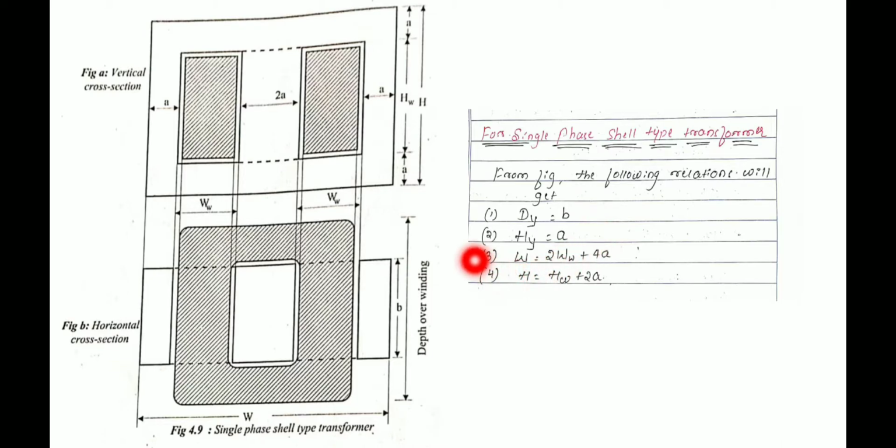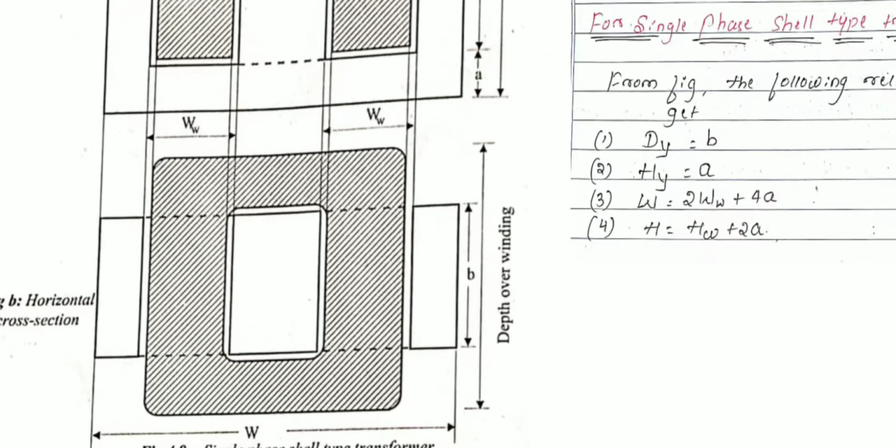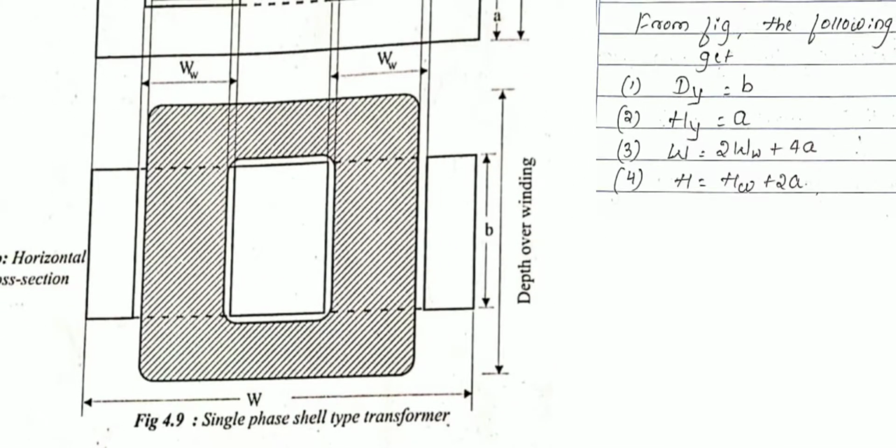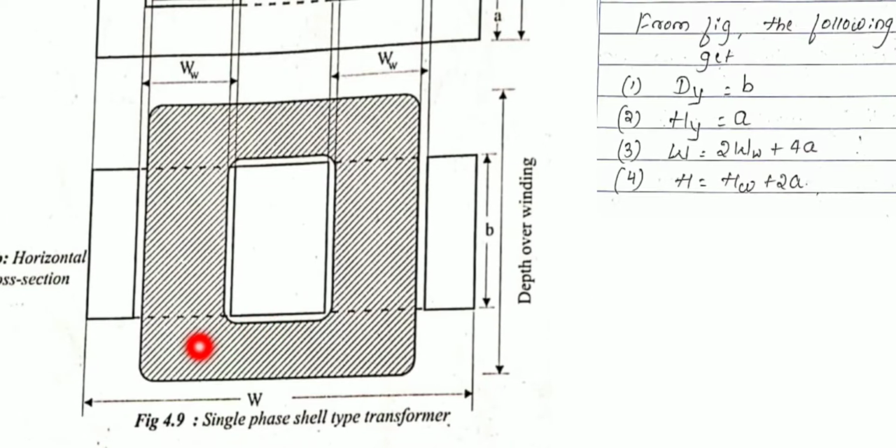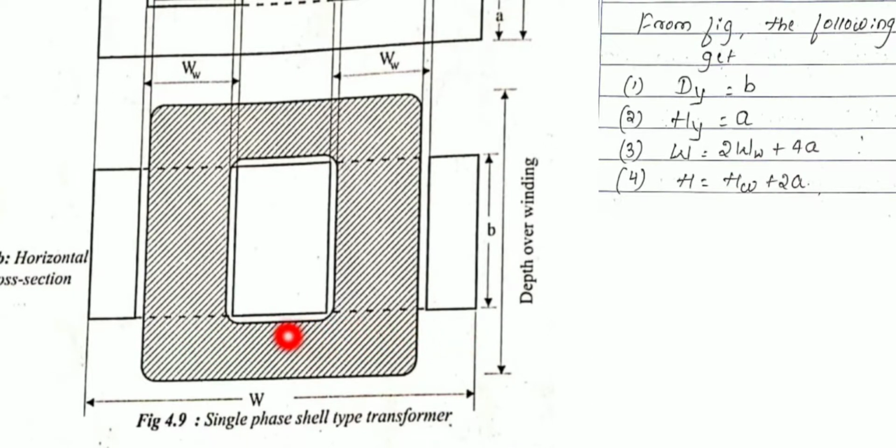Next thing, it is the width of this transformer frame. How many WWs are there? WW width is nothing but this one. Overall width of this transformer frame. See here, below also they have shown here. So the width of this transformer frame, this capital W indicates the width of this transformer frame.